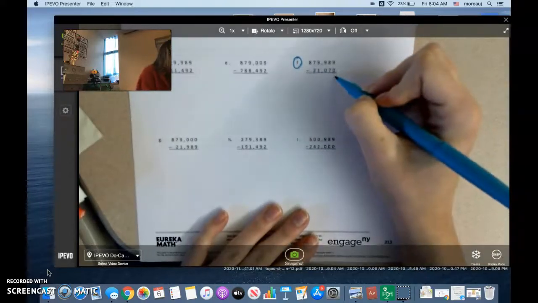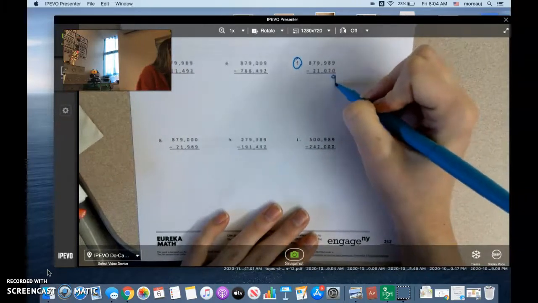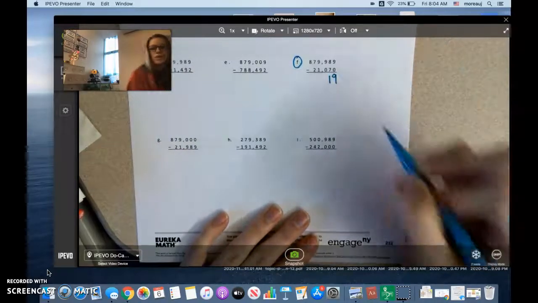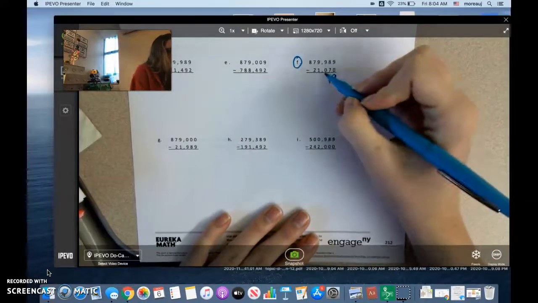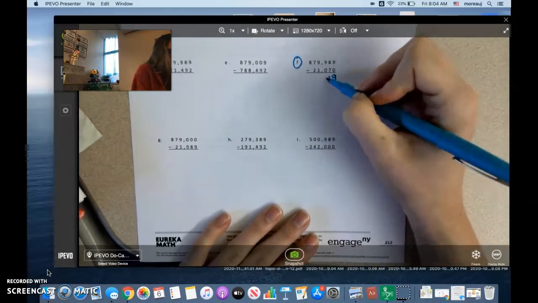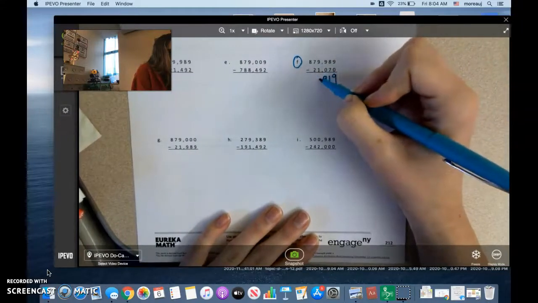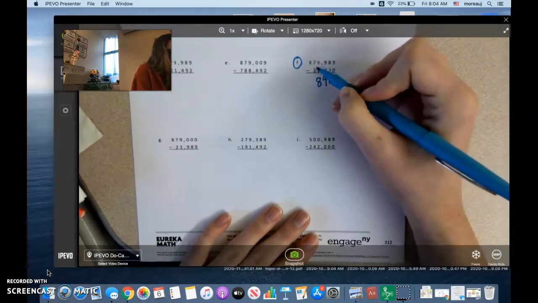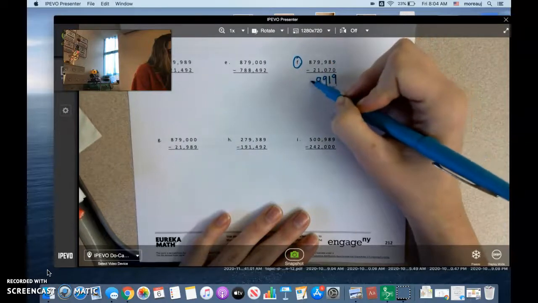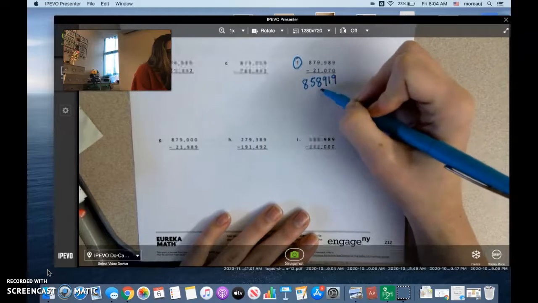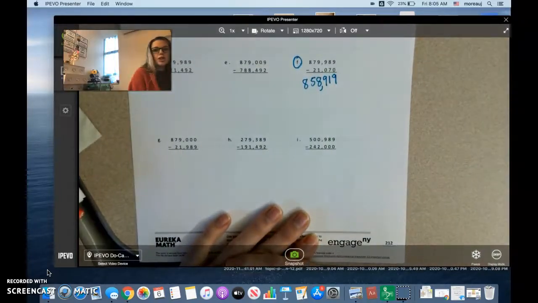9 minus 0, well, that's nice and easy. That's 9. 8 minus 7, 1. 8 is greater than 7, so we know we can subtract. 9 minus 0, again, pretty simple. That's 9. 9 minus 1, 8. 7 minus 2, 5. 8 minus 0, 8. Let's practice checking with addition.